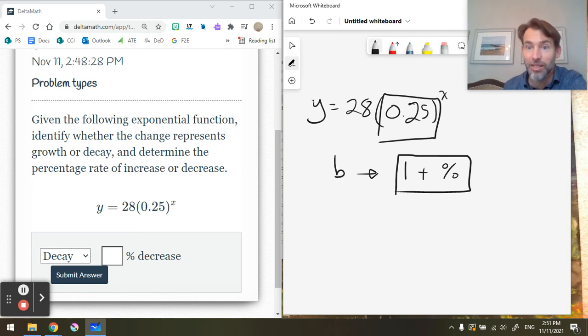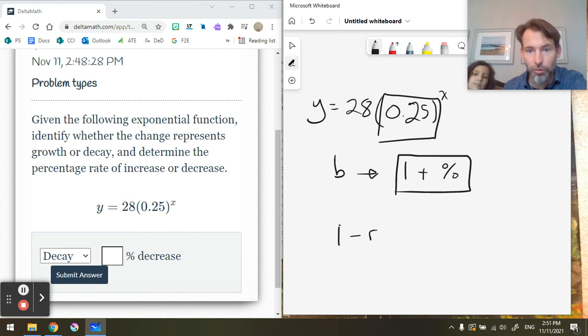Another way to think is if I have x is 1, that means like 1 year or something like that, then I will multiply this by itself once. This means just is itself. I'll multiply 28 by 0.25, and I will get 7. It will be 75% smaller than 28. So this here is the answer to the question.